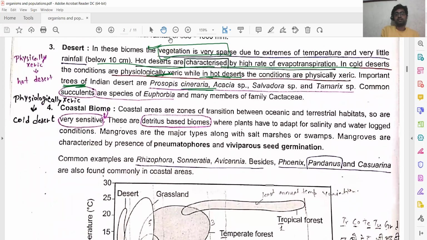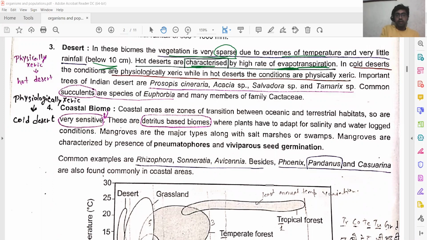So the third is desert. I guess this part is the simplest one. Desert, as the name suggests, vegetation is very sparse. Sparse means less, due to extremes of temperature. Temperature is very high and rainfall is very low. It is characterized by a high rate of evaporation and transpiration, which is commonly written as evapotranspiration.